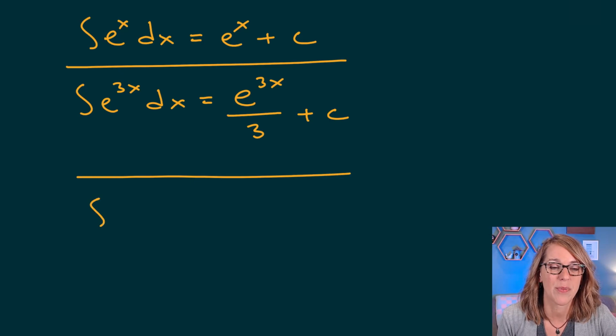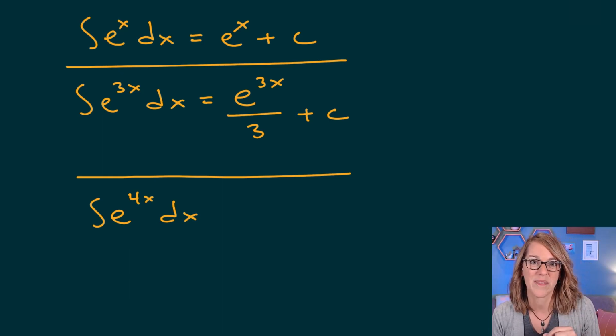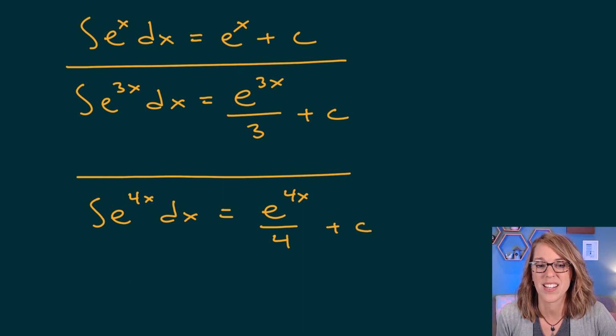Let's see if you can do this one. So if I had e to the 4x dx, what would you get? If you want to follow along with me or check your answer, you're going to get the exponential back, e to the 4x, but you're going to divide by that 4 plus a c.